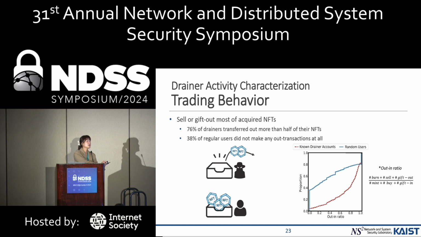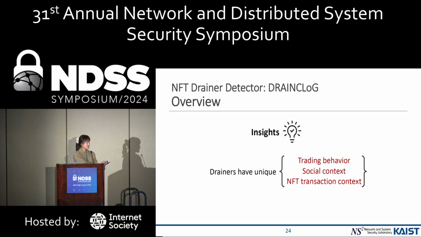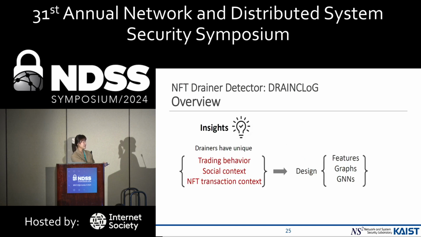There are still a lot of interesting results about drainers, but I will move on due to the time constraint. So if you want to know more about the drainers, please refer to our paper. From the analysis, we learned that drainers have unique trading behavior, social context, and NFT transaction context. Using these insights, we could design our features, graph, and graph neural networks to effectively detect drainers.